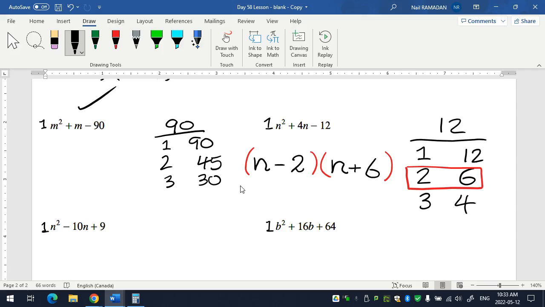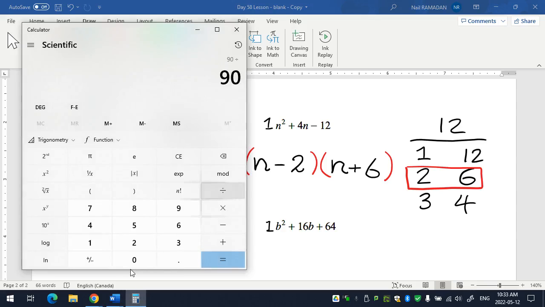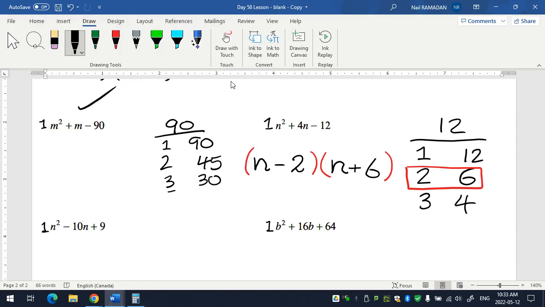Do you think it divides 4? You can try. 90 divided by 4, oh, decimal. Do you think it divides 5? Of course it does. It ends in a 0. 5 times 18, by the way. Do you think it divides 6? It does. 6 times 15. 7 doesn't work. 8 doesn't work. 9 works.